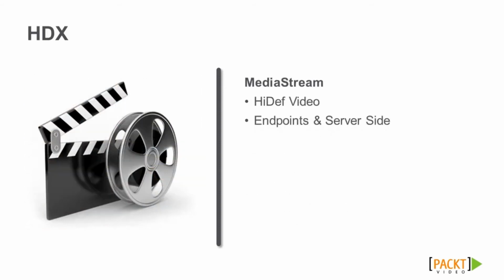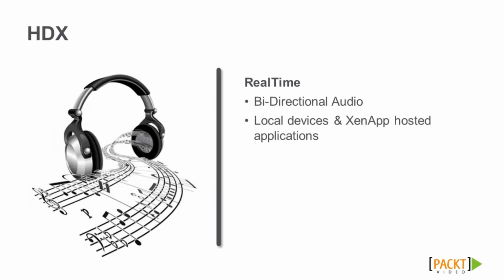HDX Media Stream works together with HDX Adaptive Orchestration to deliver audio and video content. Whenever possible, HDX Media Stream leverages the processing power of the endpoint device to render the multimedia content. On the data center side, the compressed multimedia information is sent directly to the endpoint in its native format. HDX Real-Time is supported by bidirectional audio capabilities. This enables users to connect audio peripherals such as microphones and dictation hardware at the endpoint device, and they interact with virtual desktops and virtual applications hosted in the data center.